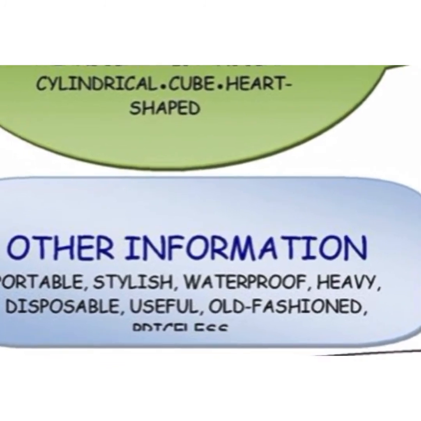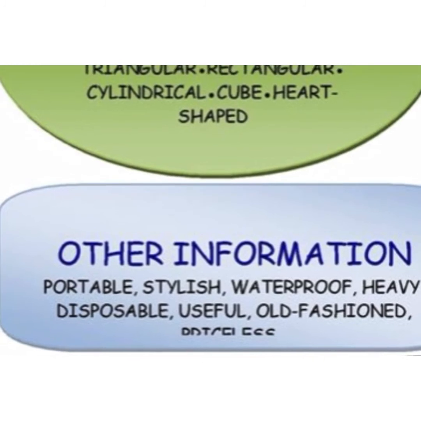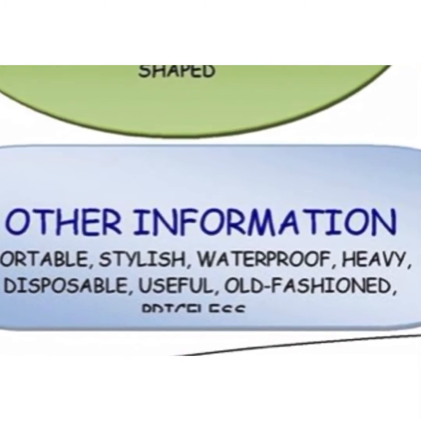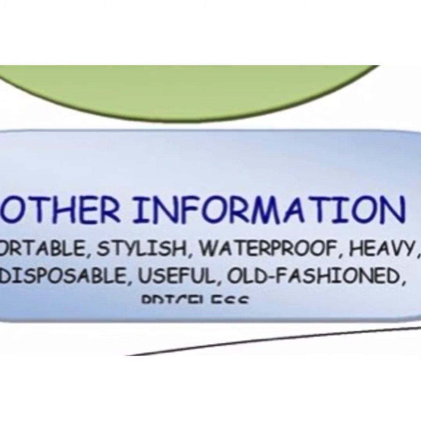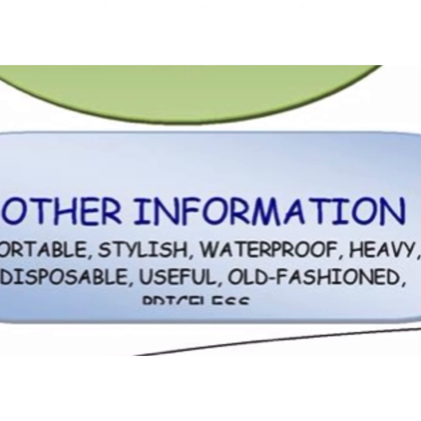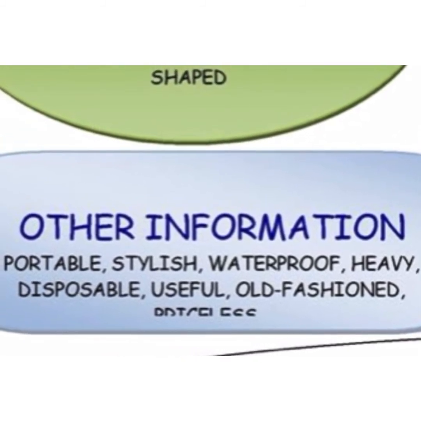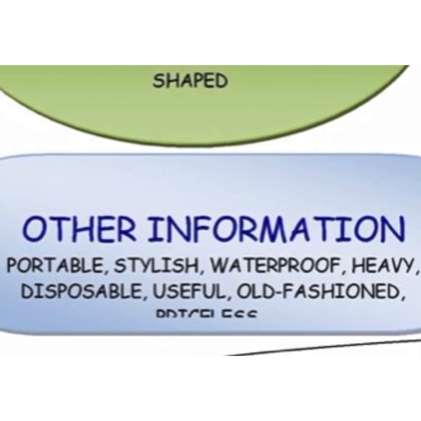You can add another information about your object using the following adjectives. Pueden agregar otra información para describir su objeto utilizando los siguientes adjetivos. It could be portable, puede ser portable, stylish, puede ser elegante, waterproof, a prueba de agua o impermeable, heavy, pesado, old-fashioned, puede ser anticuado.